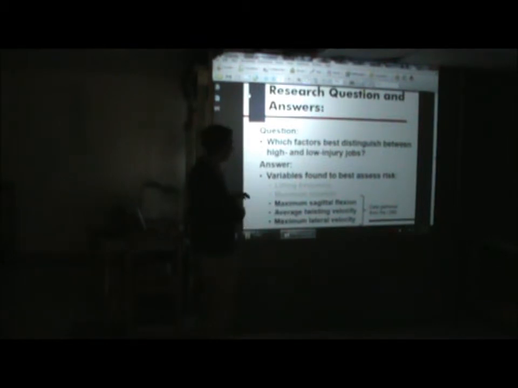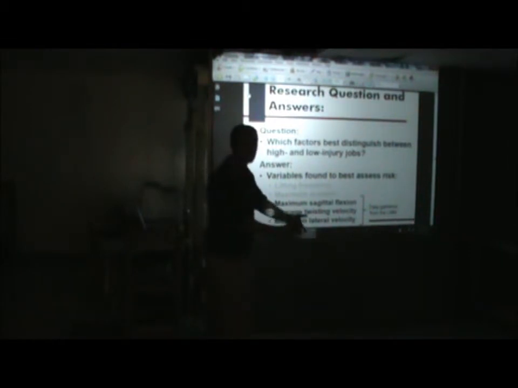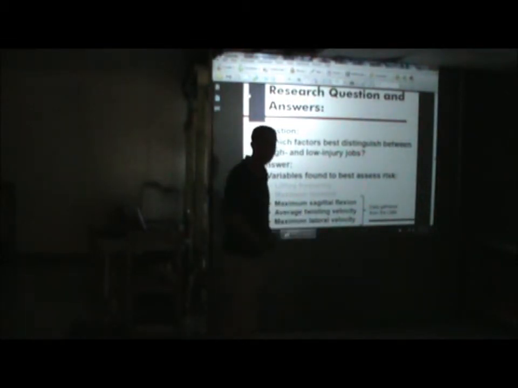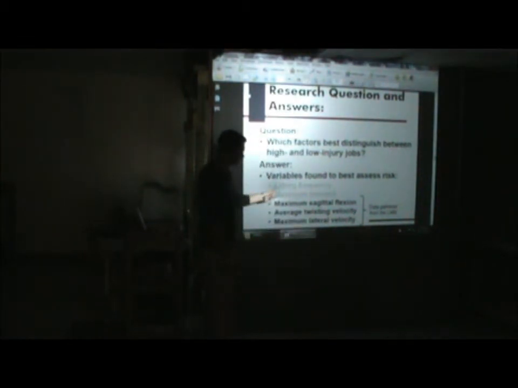So again, once they took this shotgun approach, threw everything into a statistical model and tried to pull out what was most associated with those high and low injury jobs, they came out with these five things. Lift frequency, which is how many lifts total across any given shift, one day. Maximum moment, which is a function of how much weight you're holding and the distance from the spine that you're holding it. Those two inputs make up maximum moment.